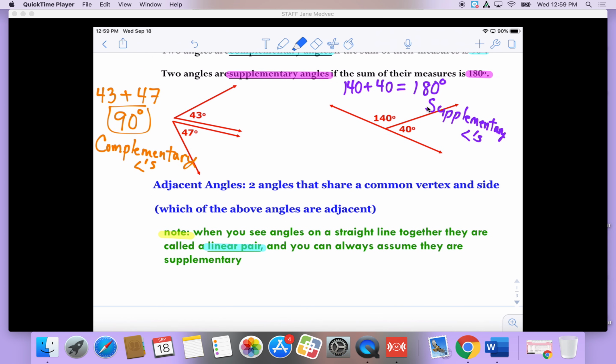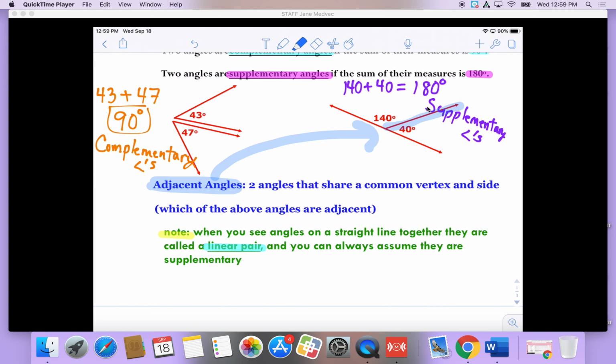Now, a couple of definitions. Here's one. One is adjacent angles. Adjacent angles are two angles that share a common vertex and side. So they like touch each other. There's no space between them. So if I take a look at the last two examples that I had, are the complementary angles adjacent or are the supplementary angles adjacent? They are the supplementary angles. So these are considered adjacent because you'll notice they share that same common side. The complementary angles are not because there's a gap between the two angles.